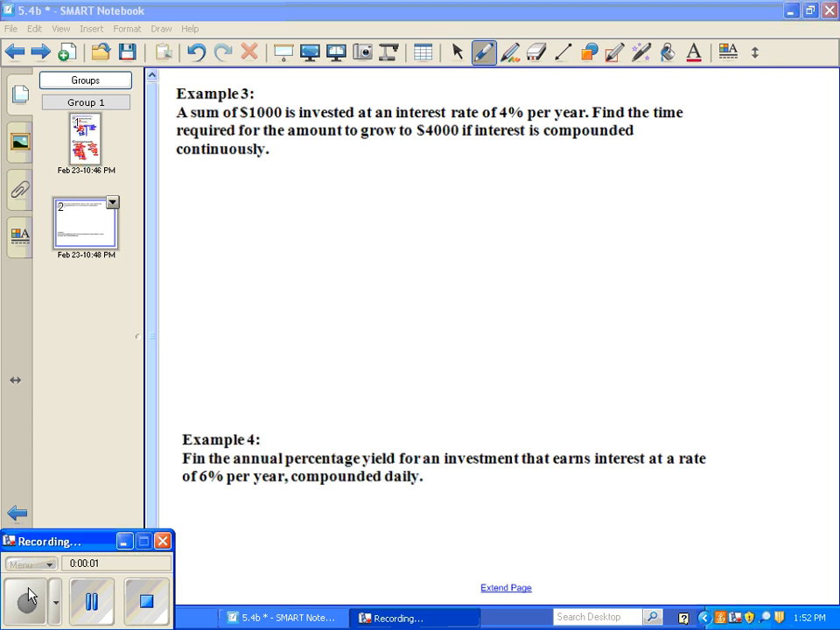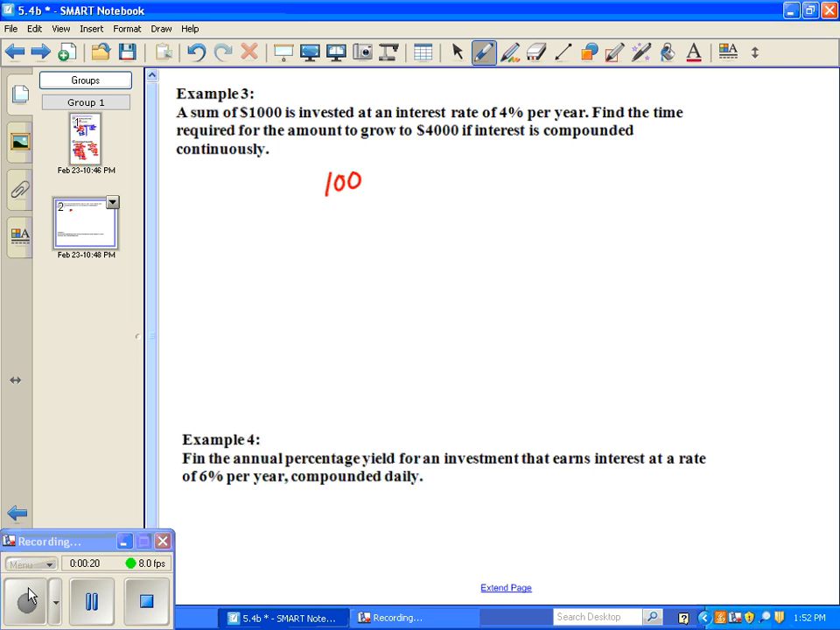Okay, in example 3, we have a sum of $1,000 invested at an interest rate of 4% per year. Find the time required for the amount to grow to $4,000 if interest is compounded continuously. So we have the starting amount of 1,000, and because it's continuous growth, remember that's the e formula. 4% is 0.04 times t, and we want to end up with 4,000 at the end, and we want to figure out how many years it takes.